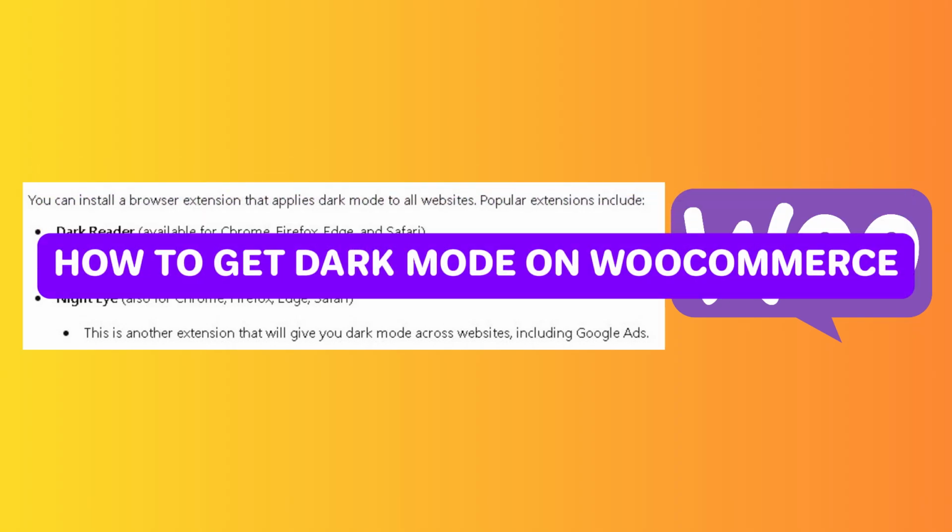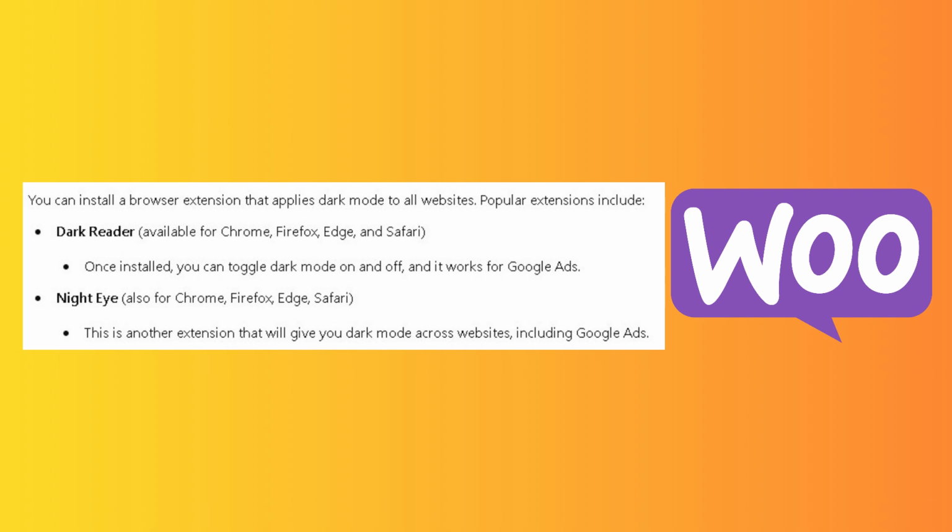In this video, you will learn how to get dark mode on WooCommerce. First, you can install a browser extension that applies dark mode to all websites on Chrome. The popular browser extensions are Dark Reader. Once this is installed, you can toggle dark mode on and off, and it works for all of Chrome sites.